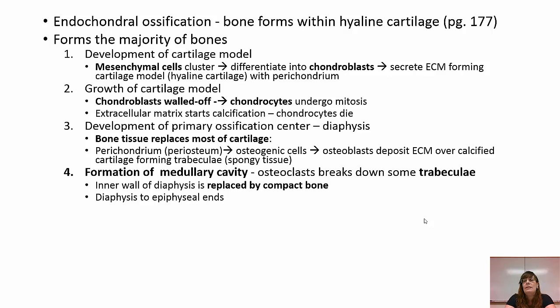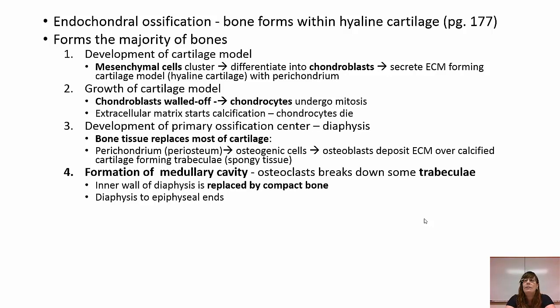You develop a primary ossification center and secondary ossification centers. The primary ossification center is the diaphysis, so that is the shaft of the bone. The bone tissue will replace most of the cartilage. So the perichondrium, which becomes the periosteum, turns into osteogenic cells. The osteogenic cells differentiate into the osteoblasts, and they deposit that calcified matrix over the calcified cartilage. And this is going to form trabeculae, so spongy tissue.